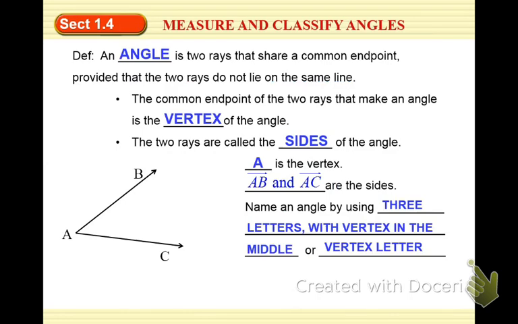Angles. Switch gears a little bit. Talk about angles. More definitions for you. Angle, 2 rays. By definition, an angle is formed by 2 rays that share an endpoint.